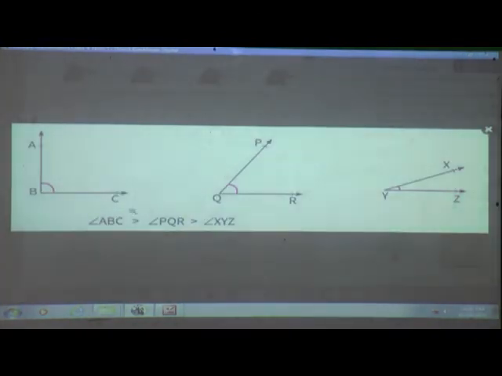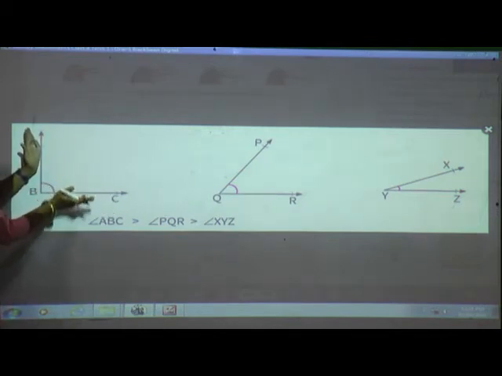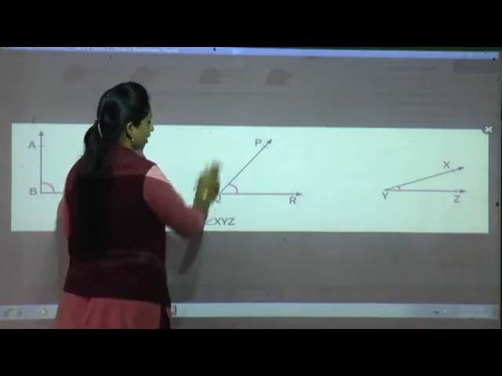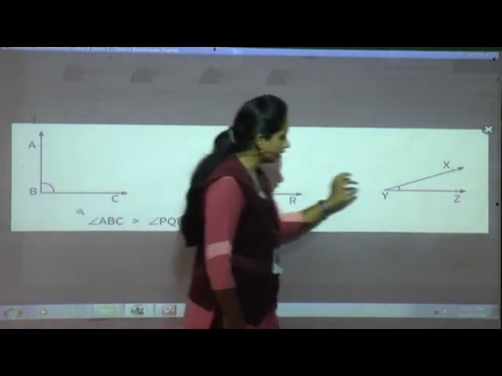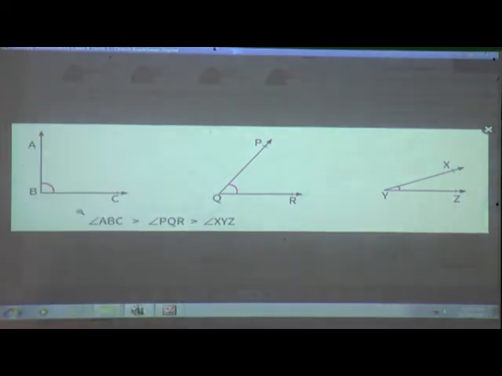Now look at this. Angle ABC, it is too much wider. Now observe the PQR. It was in a straight line. Now it goes a little shorter. And here again it went too much shorter. Isn't it? Yes. Just observe this. So why is it going in this way? So how do we have to measure these things? Okay? Do you want to know?